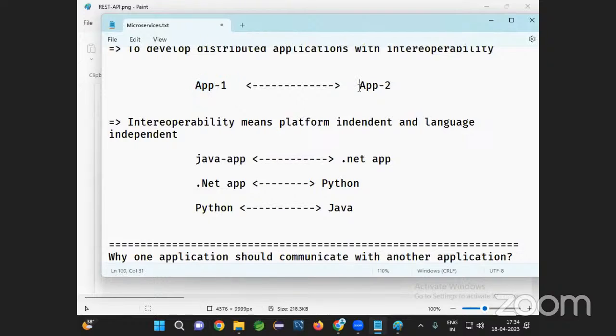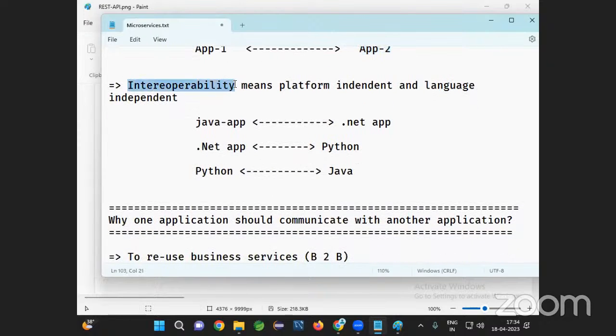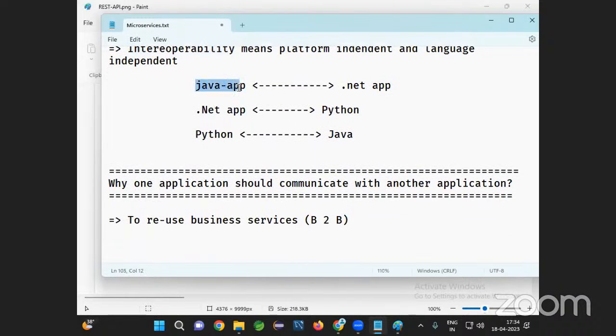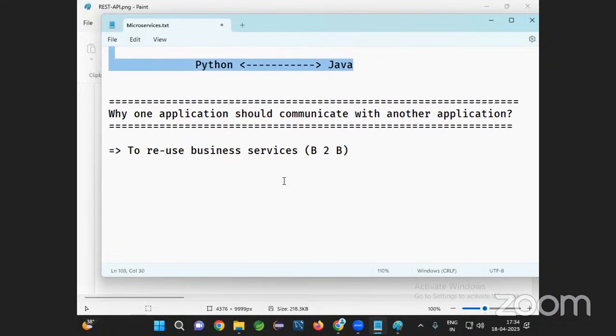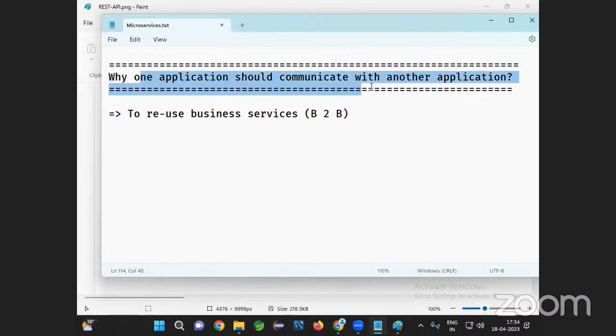Application one will communicate with application two. When one application is communicating with another application, interoperability is very important. What is the meaning of interoperability? Platform independent and language independent. A Java application should be able to communicate with .NET. .NET should be able to communicate with Python. Python should be able to communicate with Java. That is called interoperable.